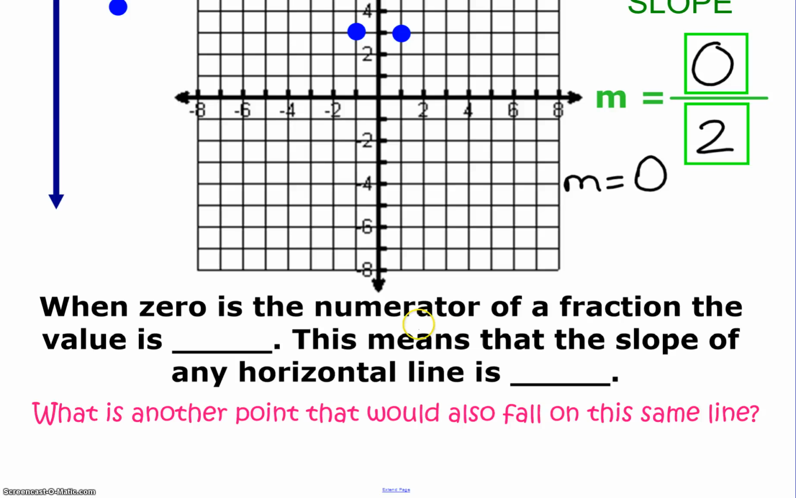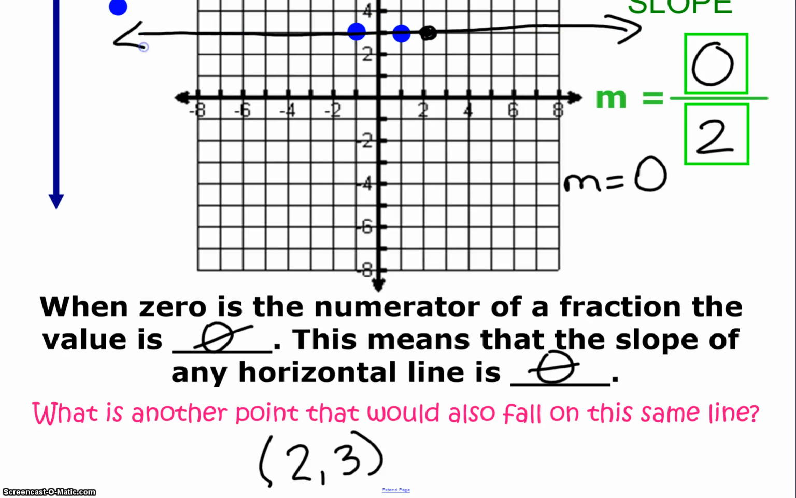When 0 is the numerator of a fraction, the value is 0. This means that the slope of any horizontal line is 0. So what is another point that would also fall on the same line? How about 2, 3? This one right here. Because it's horizontal, any point on this line would have the same slope.